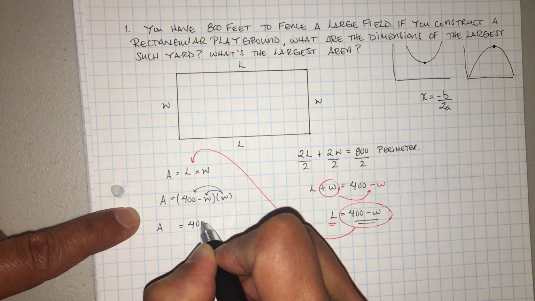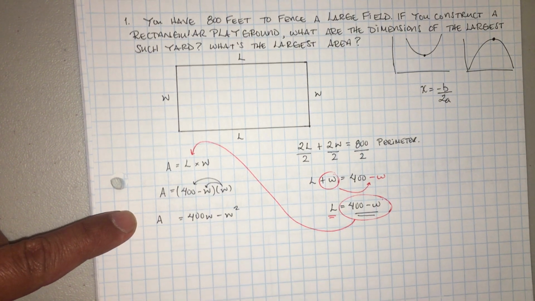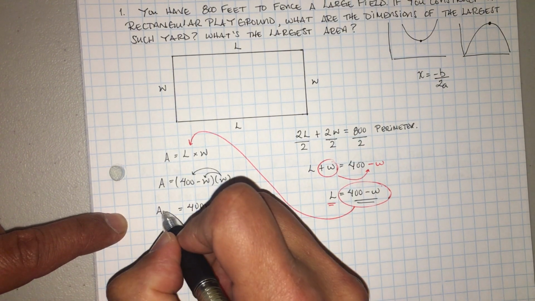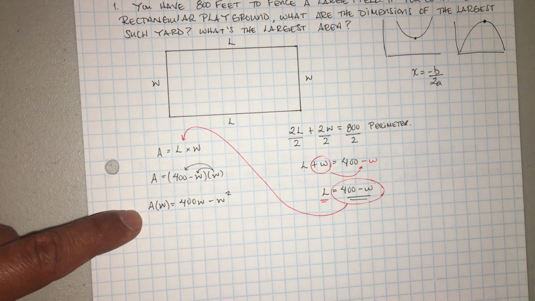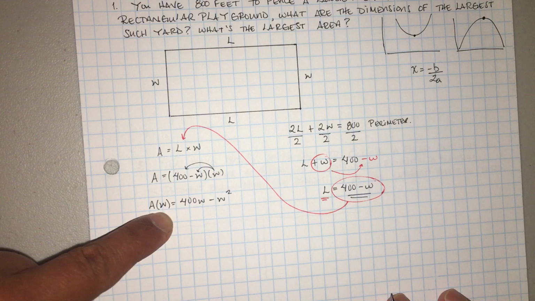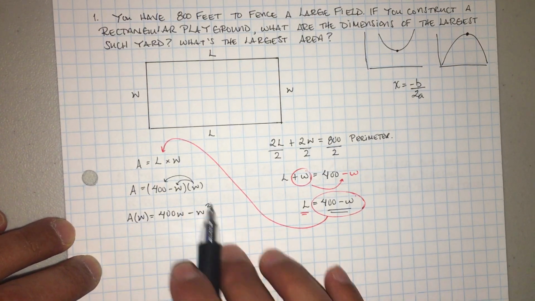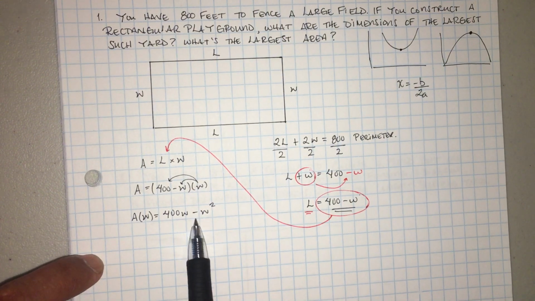400 times W is 400W minus W times W squared. Okay, so this is the equation for your area, and technically you can write the area in terms of the width. La área en términos de lo ancho. Okay, so we're going to get the area in terms of the size of the width. But you notice now I have just a bunch of W's, which is nice.